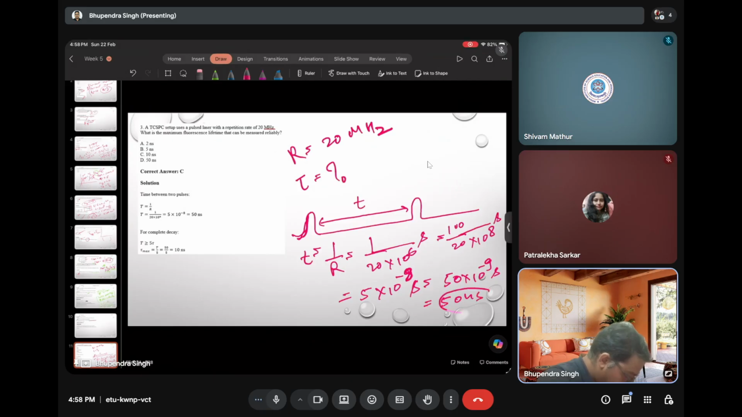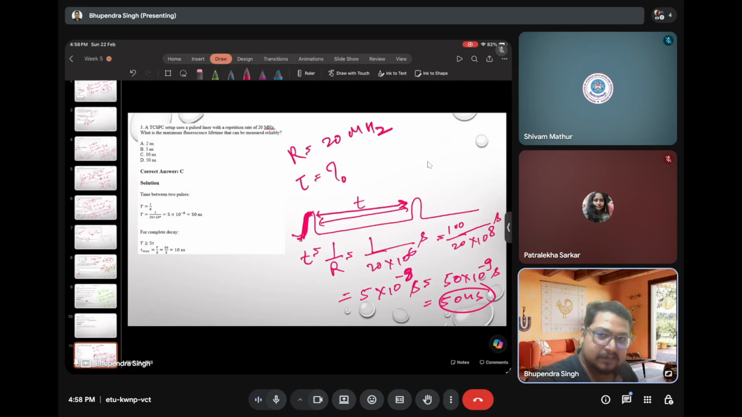15 nanoseconds. So the time between the two pulses is 50 nanoseconds. As you know, when one pulse comes, you are exciting the molecule, so the lifetime of the molecule has to be finished within this time. So you know how to set the time window to calculate the lifetime.